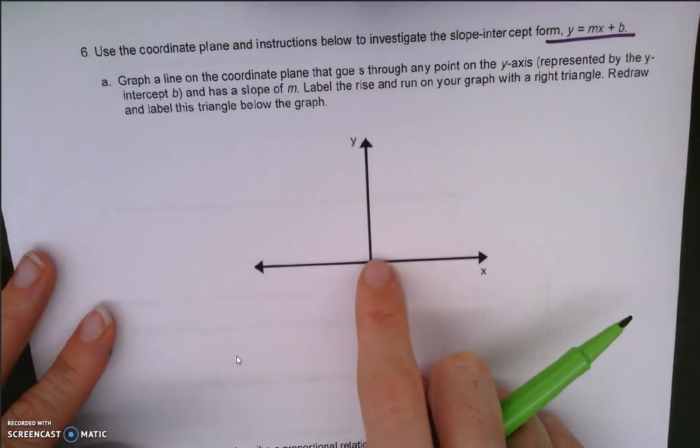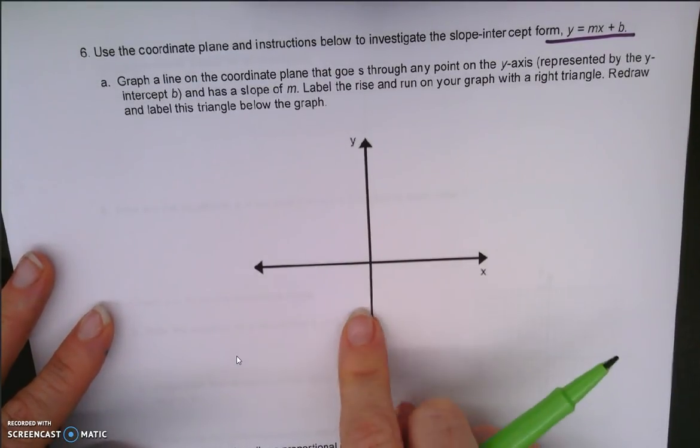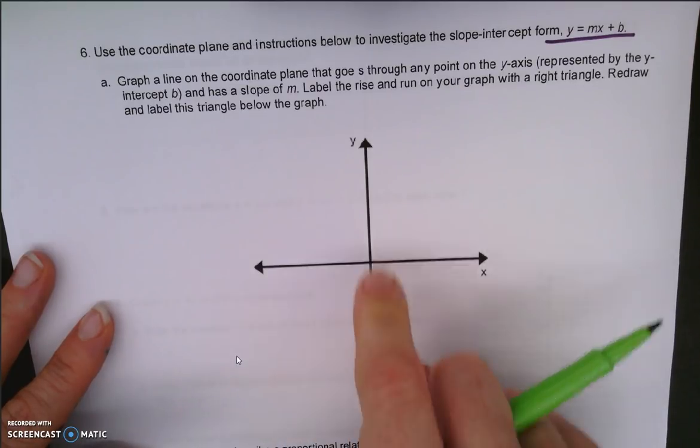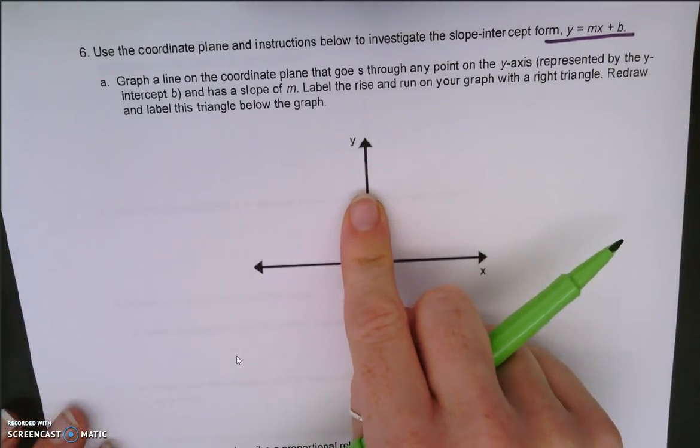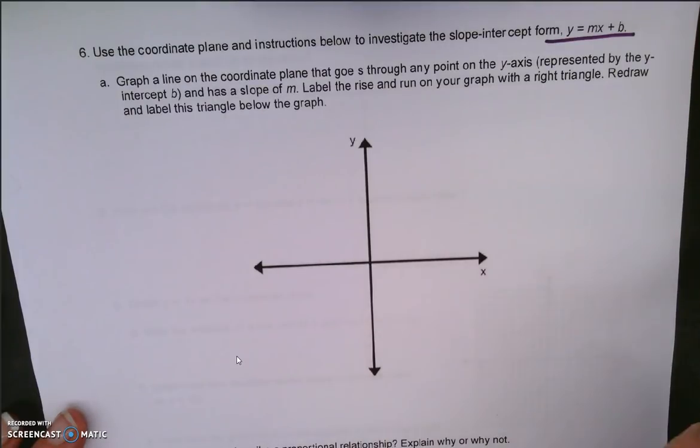So we want to go through the y-axis, anywhere on the y-axis, but let's make sure that we pick a y-intercept that's not the origin. You can pick a y-intercept that's below the origin if you want. I'm going to pick one that's above, and I'd like you to do the same for this example with me, please.